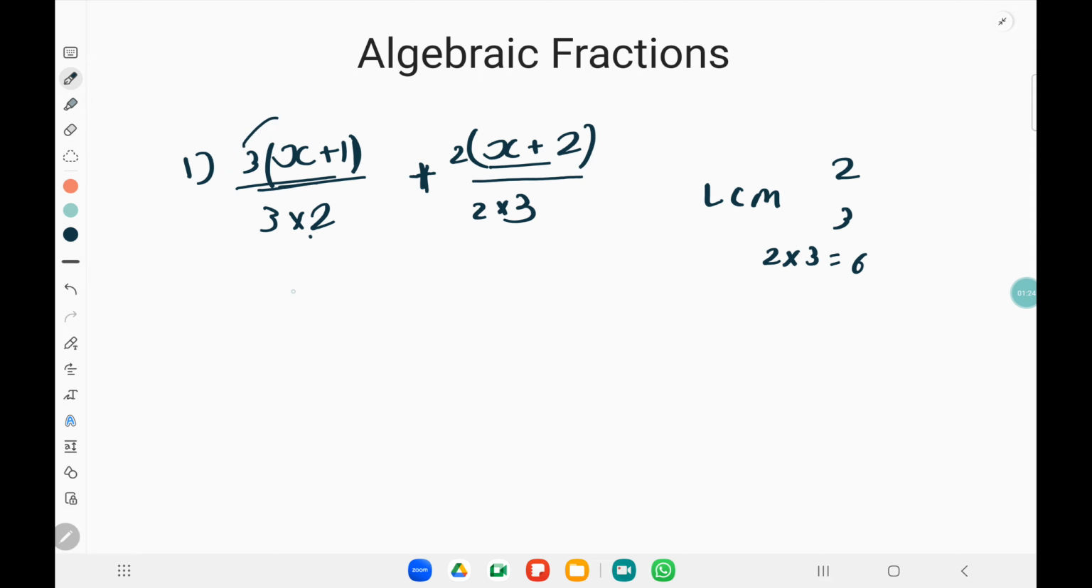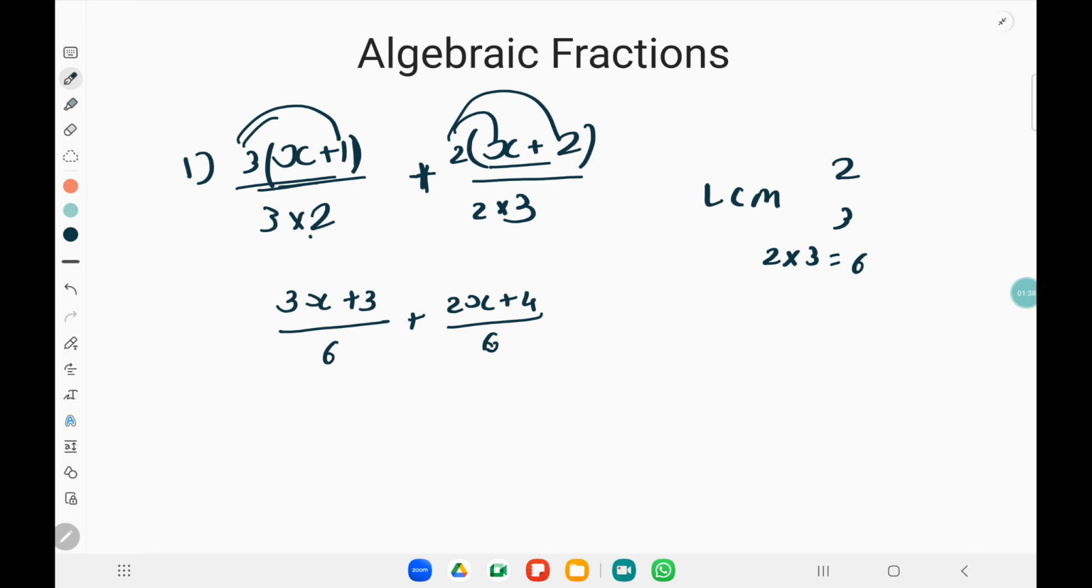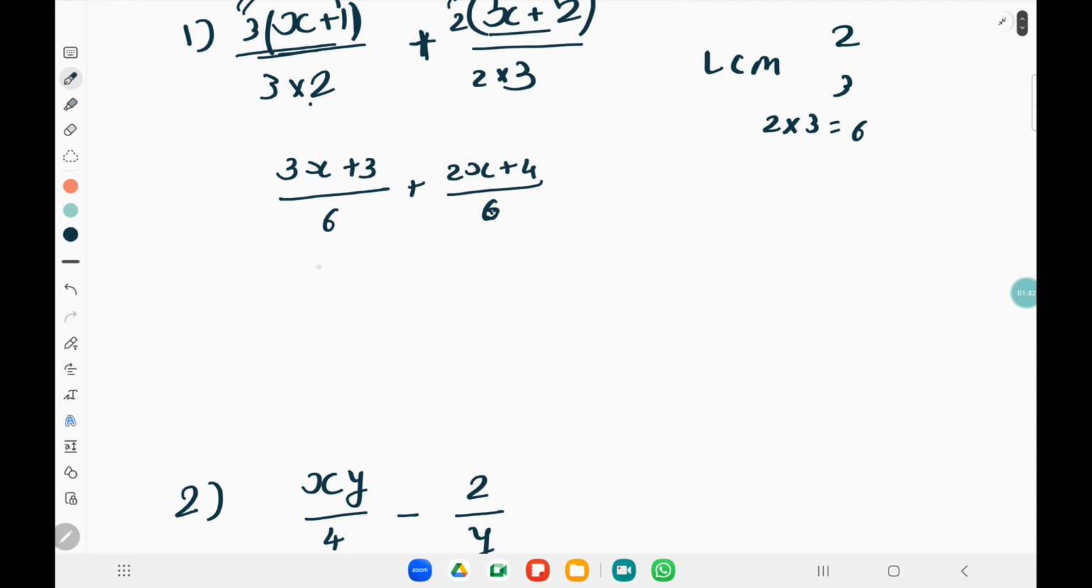So 3 times x, 3x, 3 times 1, 3. And here it is 6 plus this one, 2x plus 4. I just expanded the bracket. And over 6. Got it? Now we have the same denominator.